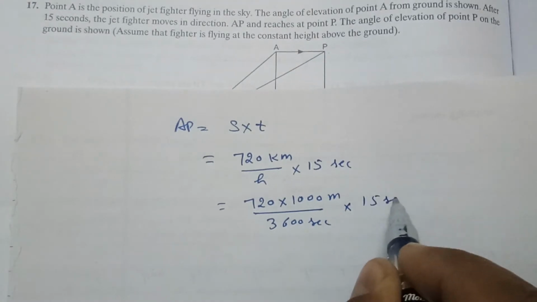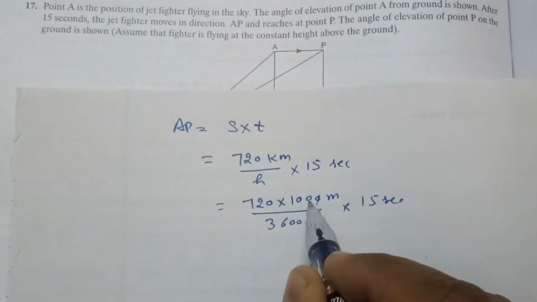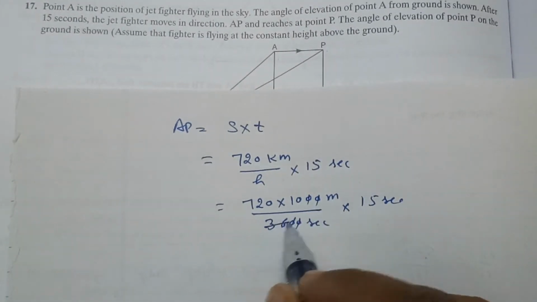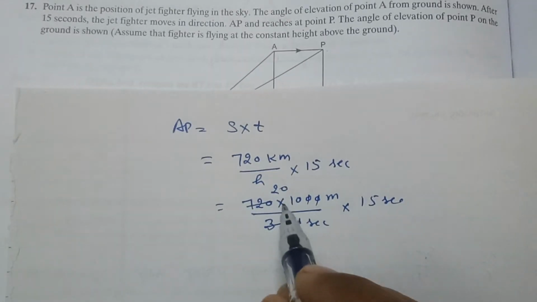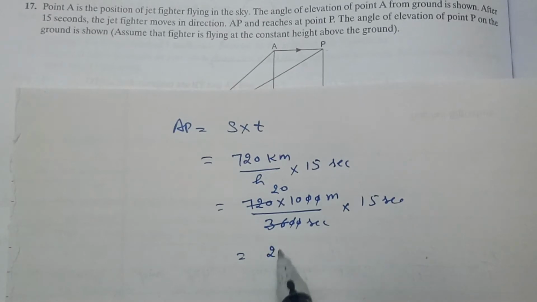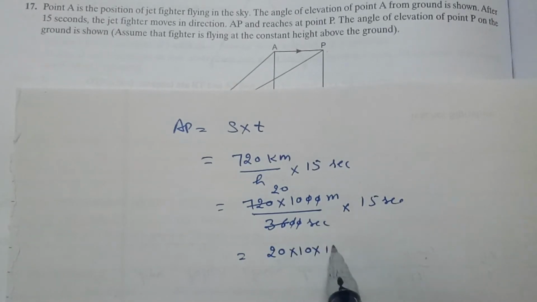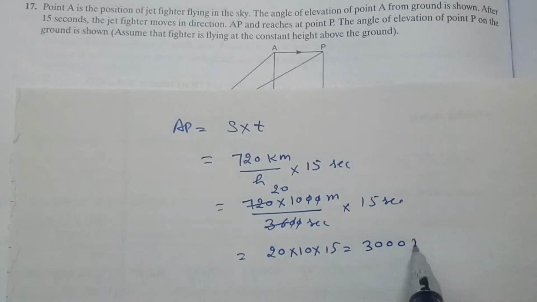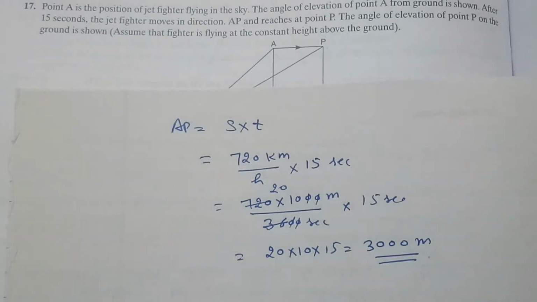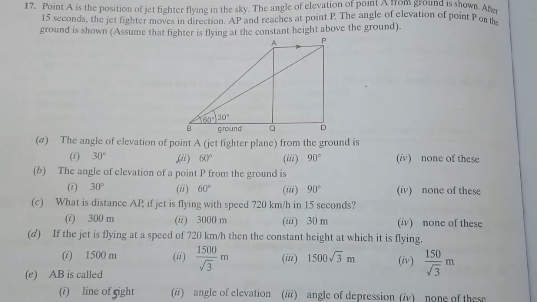into 15 seconds. So when you calculate this, the zeros cancel, and 36 twos are 72, so this becomes 20 into 10 into 15. So this is 3000 meters. So the answer will be 3000 meters. So this is here 3000 meters.